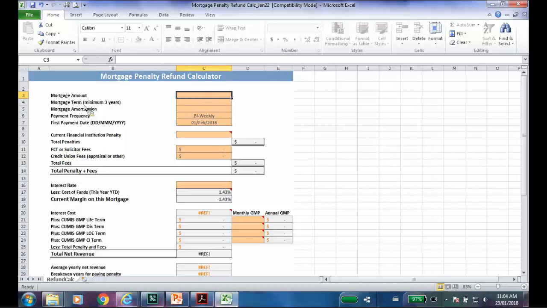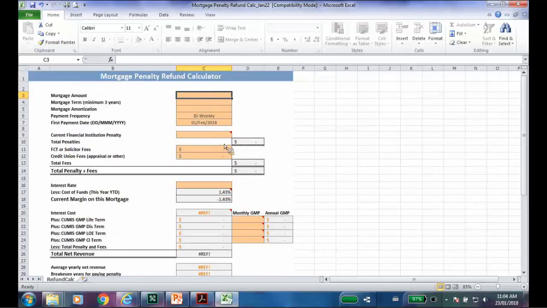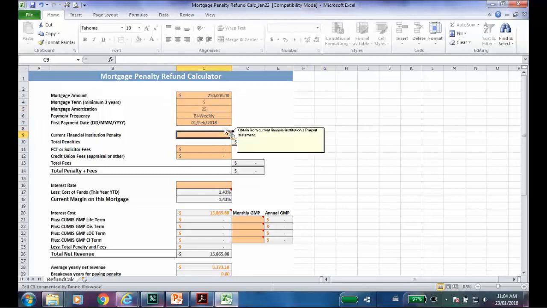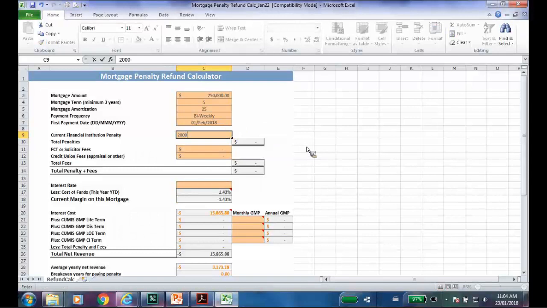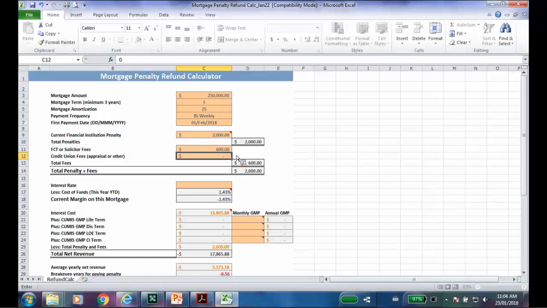So basically, this is a calculator. You would only need to enter all of the pink, salmon, whatever color that is, fields. Start with the mortgage amount, so $250,000 in this situation. This member is taking a 5-year term, so the minimum term is 3 years, you'll note. Mortgage amortization is 25 years. The penalty that the other financial institution will be charging is $2,000. First Canadian Title fees, let's say $600, and appraisal is $325.